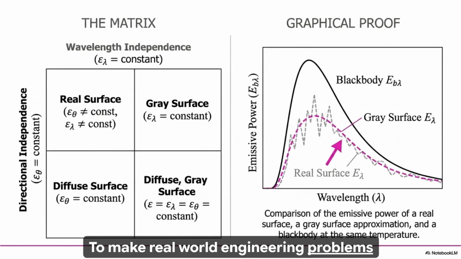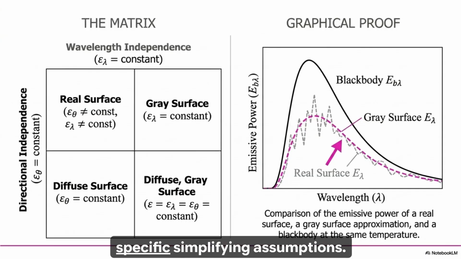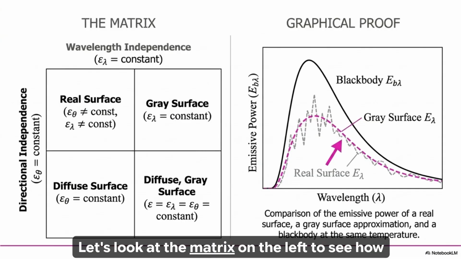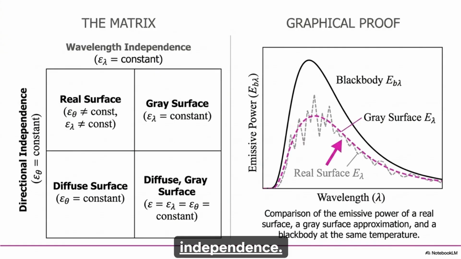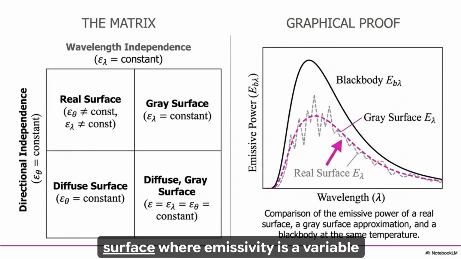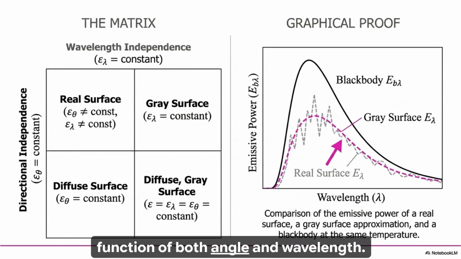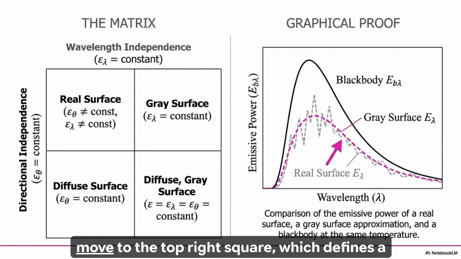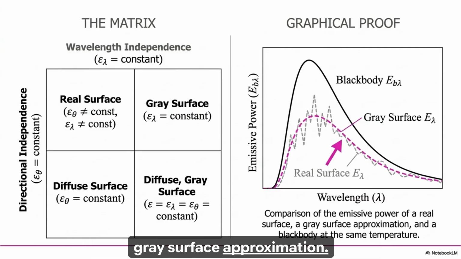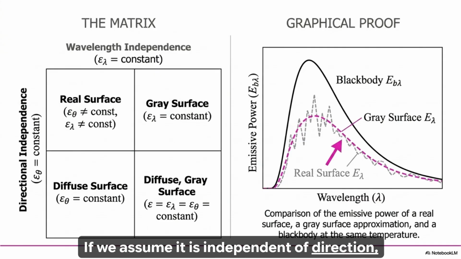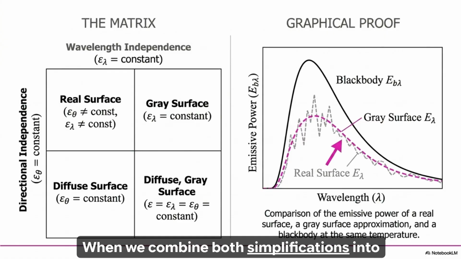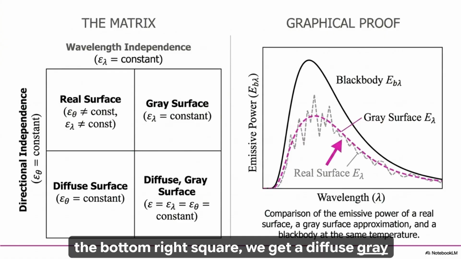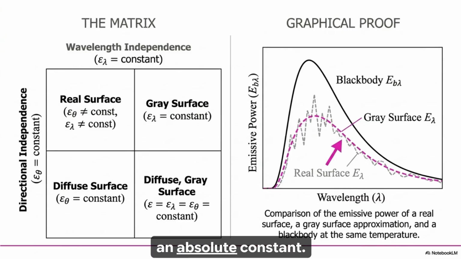To make real-world engineering problems solvable without supercomputers, we rely on specific simplifying assumptions. Let's look at the matrix on the left to see how these approximations are categorized based on wavelength independence and directional independence. In the top left square, we have a true real surface, where emissivity is a variable function of both angle and wavelength. If we assume a material's emissivity is completely independent of wavelength, we move to the top right square, which defines a gray surface approximation. If we assume it is independent of direction, we move to the bottom left square, which defines a diffuse surface. When we combine both simplifications into the bottom right square, we get a diffuse gray surface model, where emissivity is treated as an absolute constant.